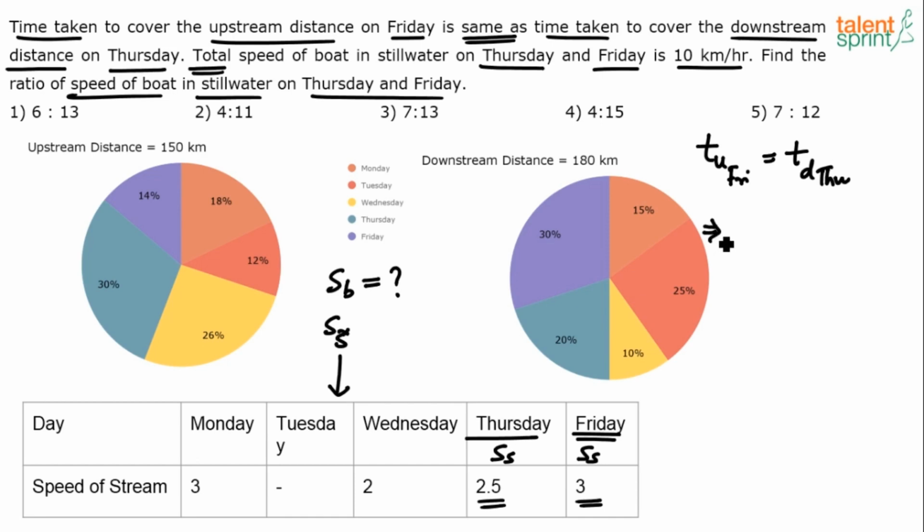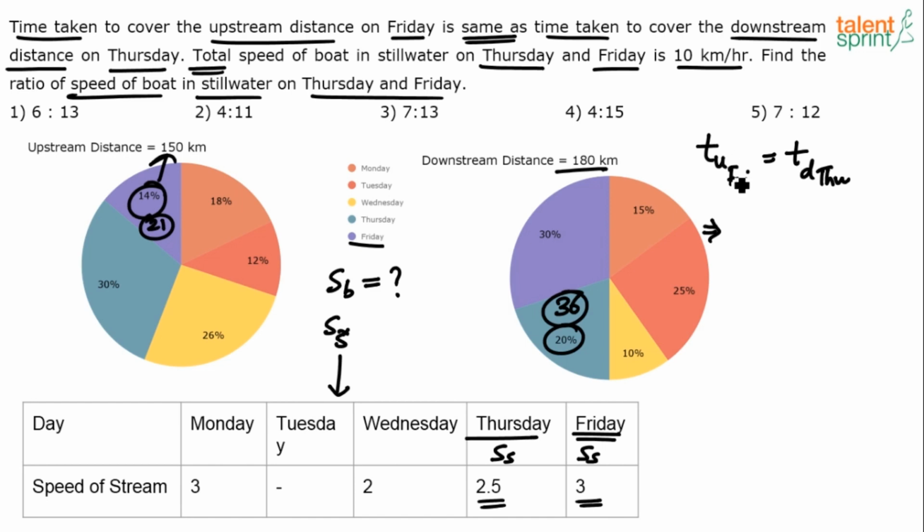So first of all, what is the upstream distance on Friday? Friday is this color here. So upstream distance on Friday, 14% of 150. What is 14% of 150? 14% of 150 is 15 plus 6, 21 kilometers. Then downstream distance on Thursday. Thursday is this color, right? Downstream distance on Thursday is 20% of what? 180 kilometers. 20% of 180 kilometers is 36 kilometers. So we know the distances, right?